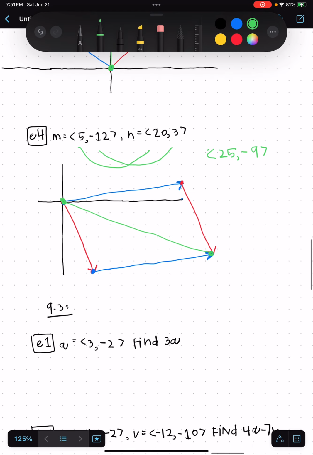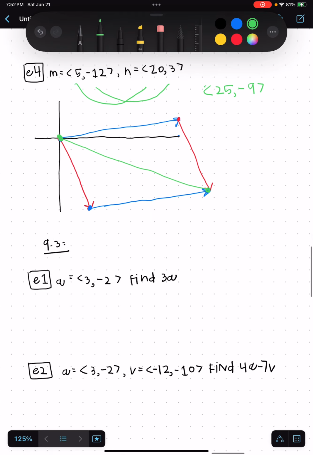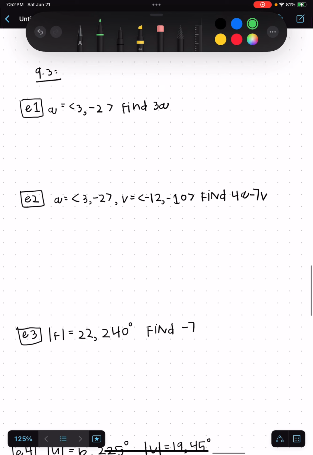Okay, now is a good time to stop if you want to pause before you do 9.3. Okay, 9.3 is actually fairly easy in comparison to what we just did because it's scalar multiplication. Now in scalar multiplication, it's very similar to using the distributive property. So for this first example, it's asking us to find 3a where the vector a is 3, negative 2. So what we really do is we just multiply each of those components by 3.